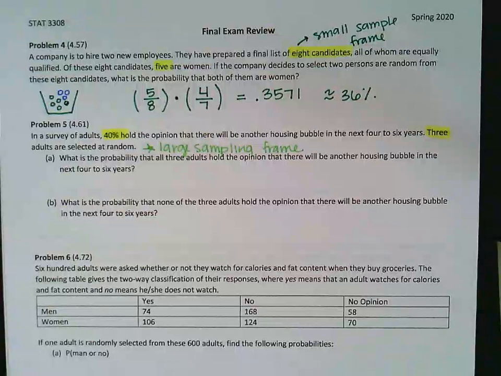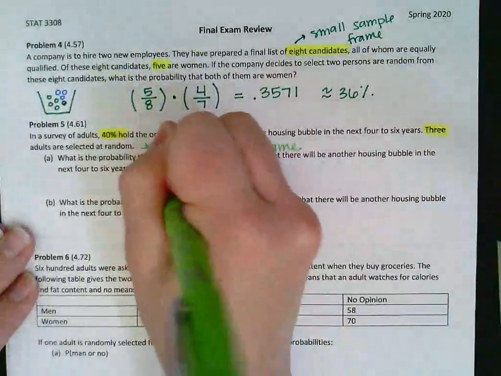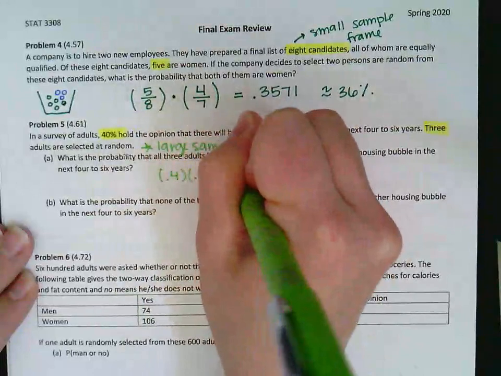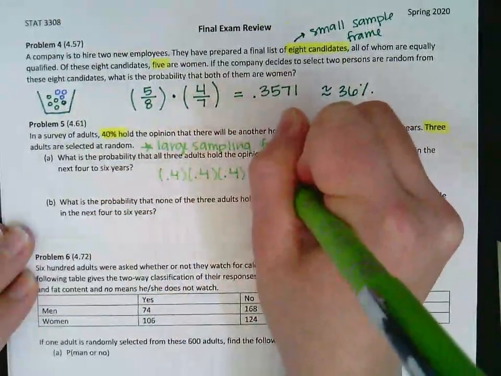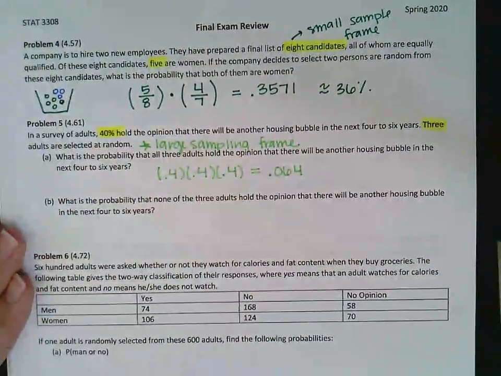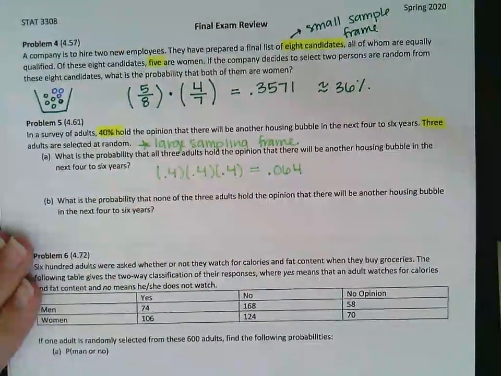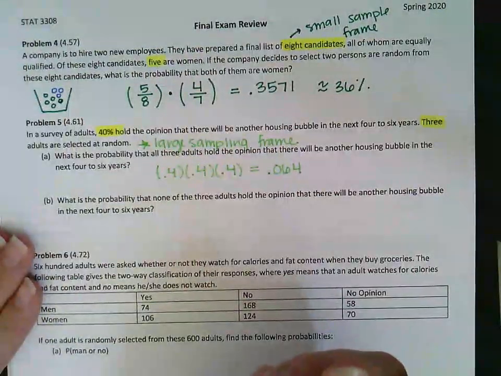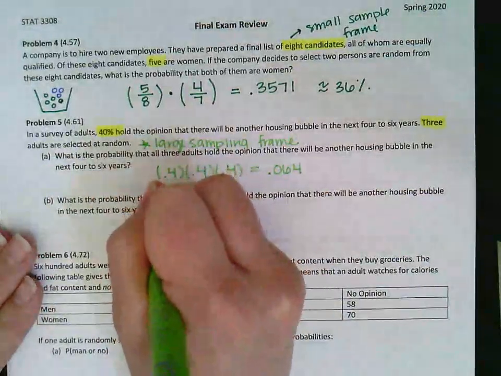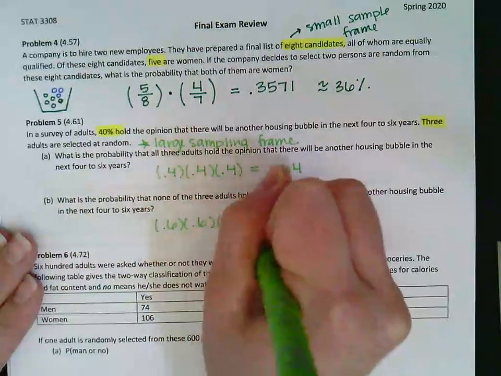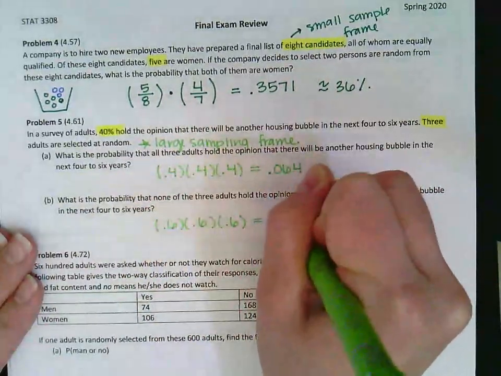So the probability that all 3 adults say yes, there will be another housing bubble, would be 0.4 times 0.4 times 0.4, which is 0.064. And then part B, what's the probability that none of the 3 adults have this opinion? Well, if 40% have the opinion, then 60% would not have the opinion. So that would be 0.6 times 0.6 times 0.6.